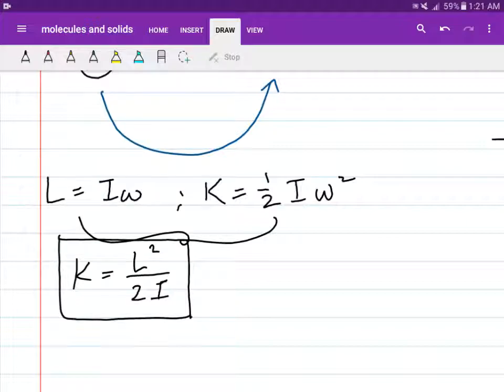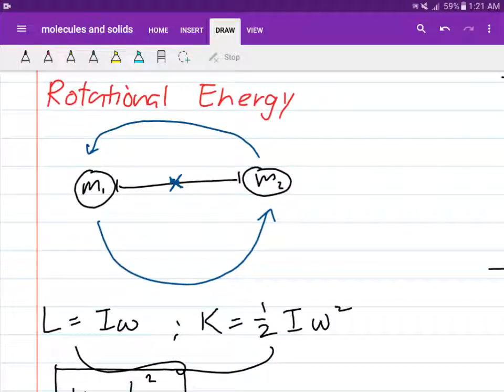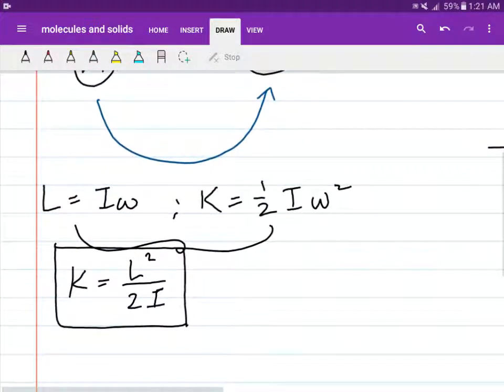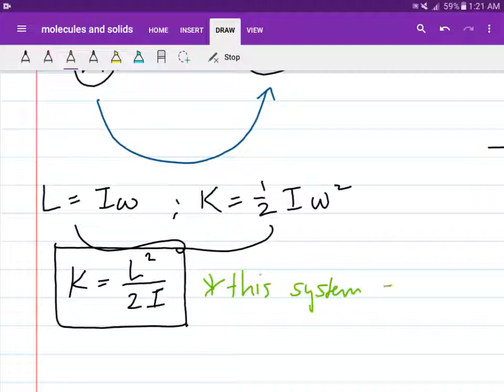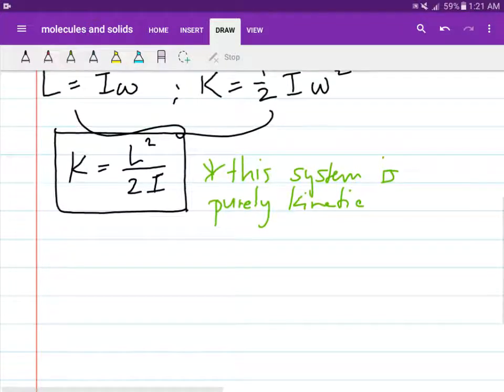Now take this example wherein there is no potential energy associated with this kind of system. So we say that this system is purely kinetic. Its total energy is only given by E equals L squared over 2I.